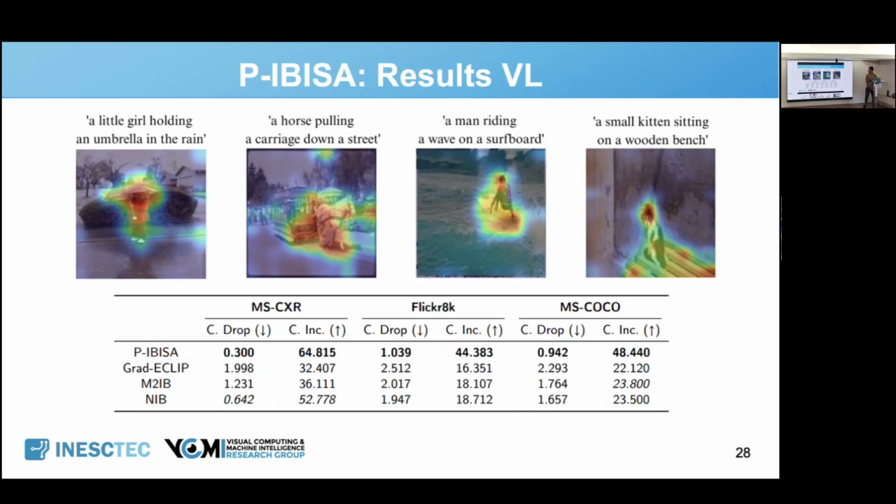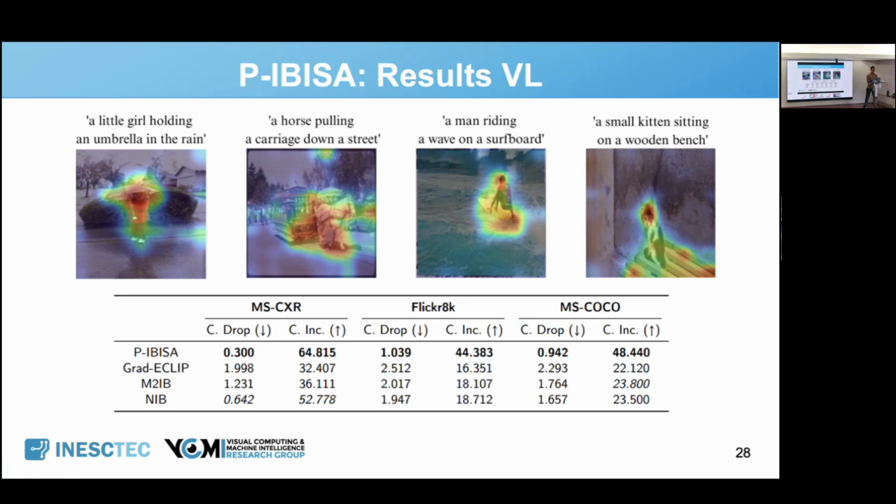So these are more results. This is a result for the visual language task. You have here the target text that is used to generate the saliencies for each of these images. And when you compare with the state of the art, we tested it in 3 different data sets, and we see that we get the best results compared to the modern state of the art.